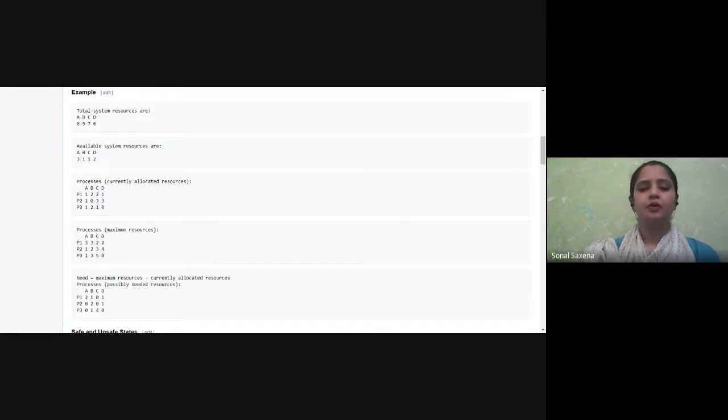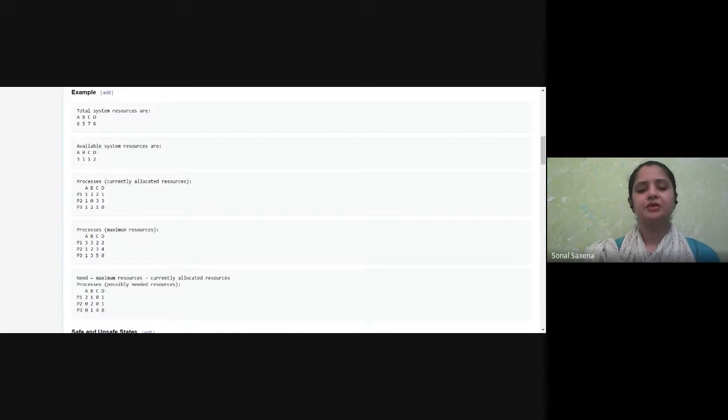Now, as per our formula, need is equal to the maximum resource minus the currently allocated resource. So here is the matrix. What we have done is simply subtract maximum minus allocated: this matrix minus this matrix. So you get this resultant matrix in this case. This is the resultant matrix, 2 1 0 1.